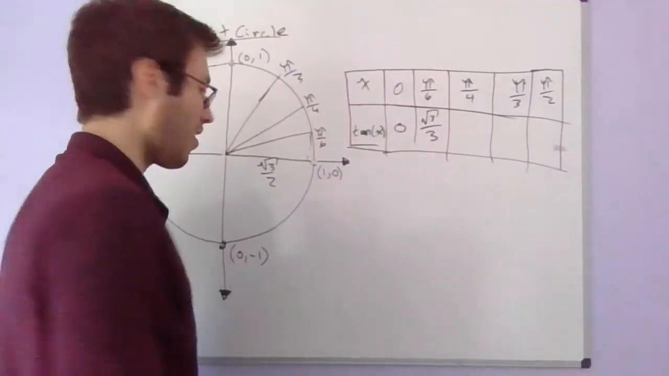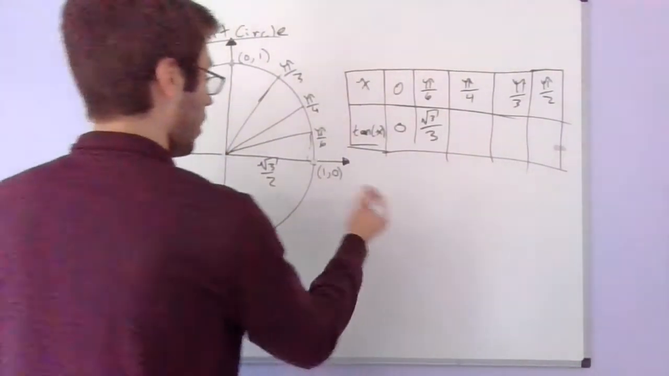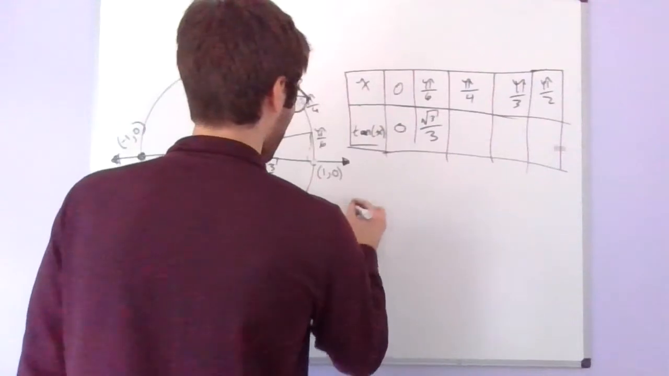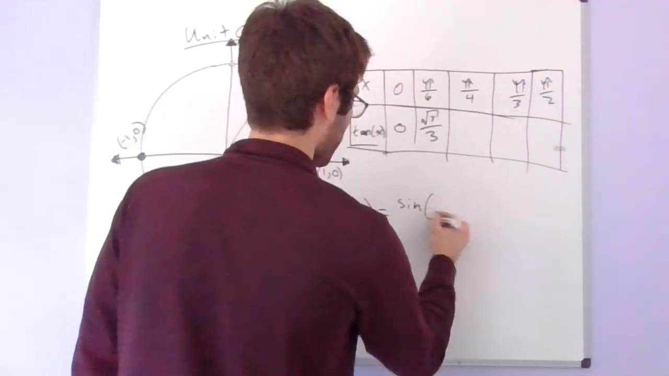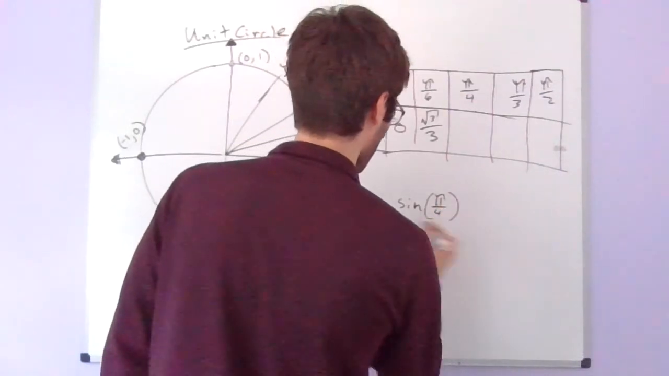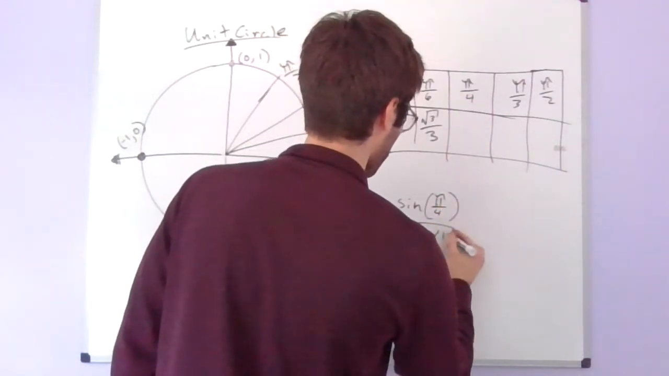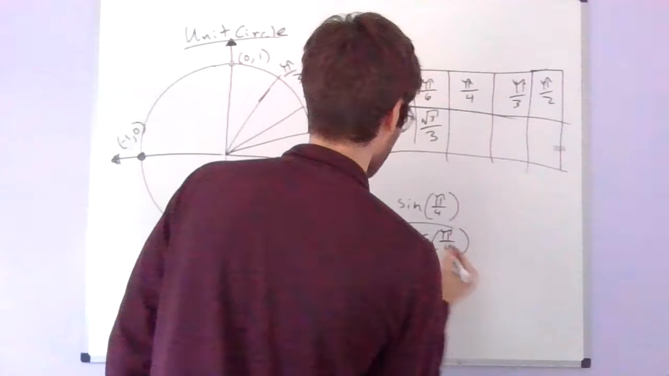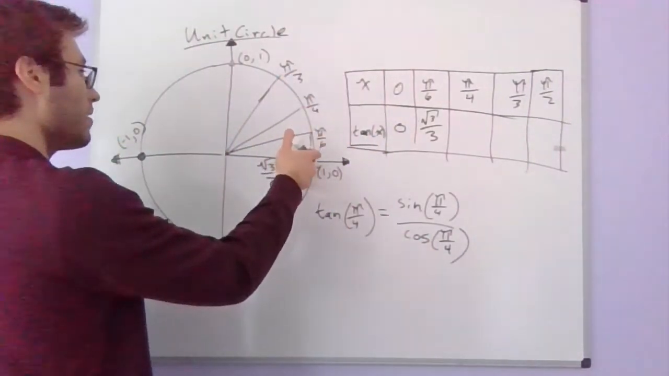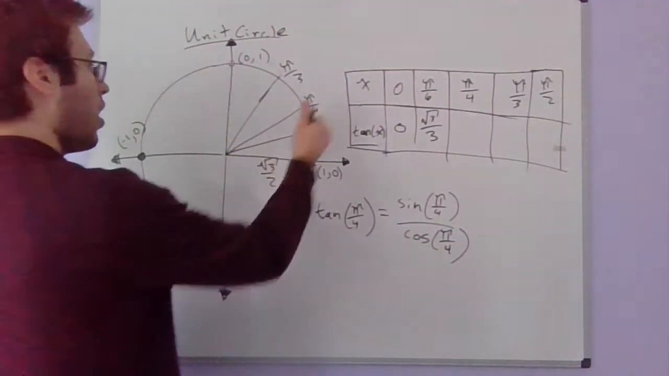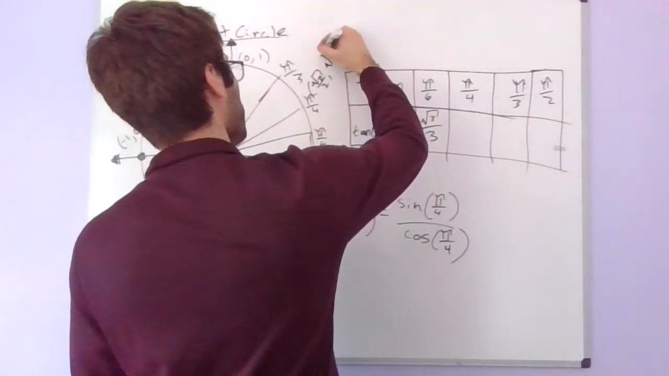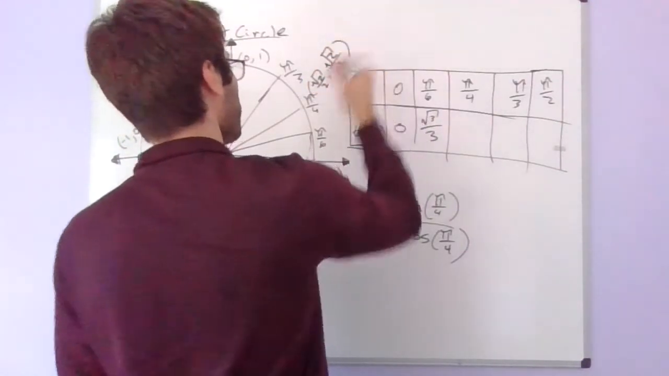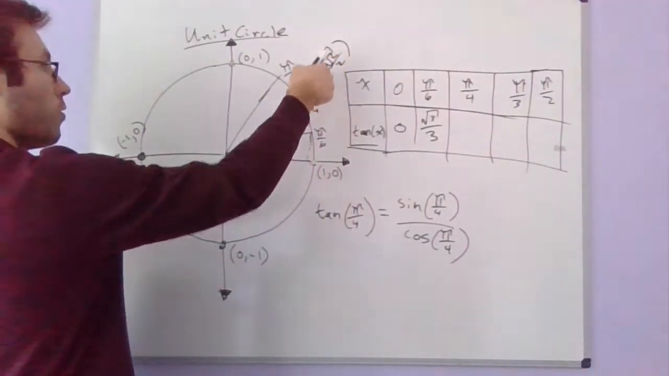Trust me, they're all not that hard, but that was a fun one. Tangent of pi over 4. Well, that's sine of pi over 4 over cosine of pi over 4. Now, this is the value where my sine and my cosine values are both square root 2 over 2. So my numerator and denominator here are both square root 2 over 2.